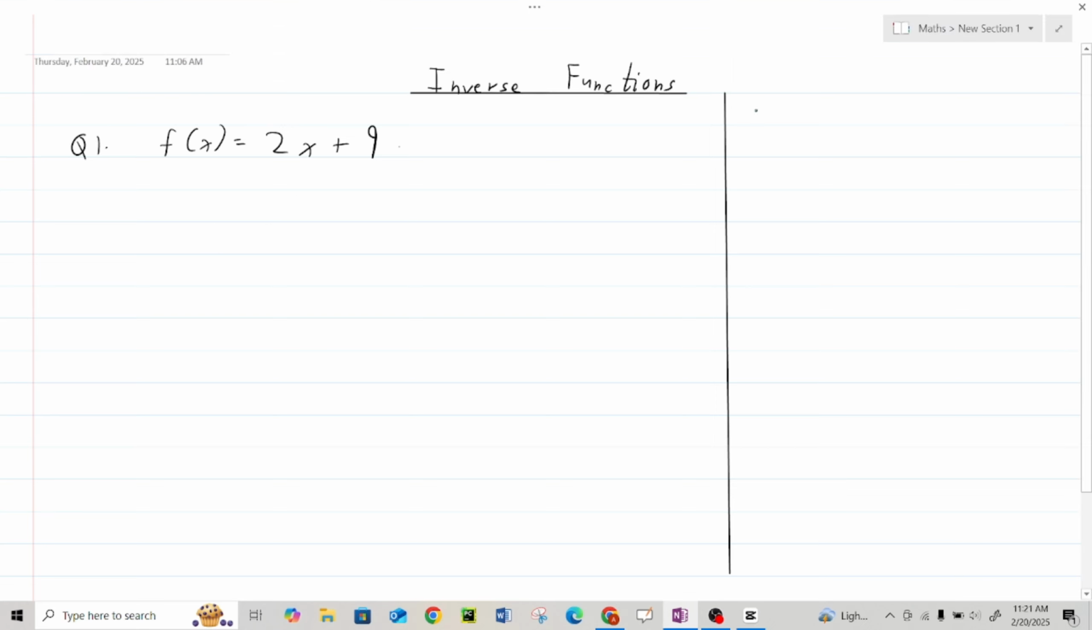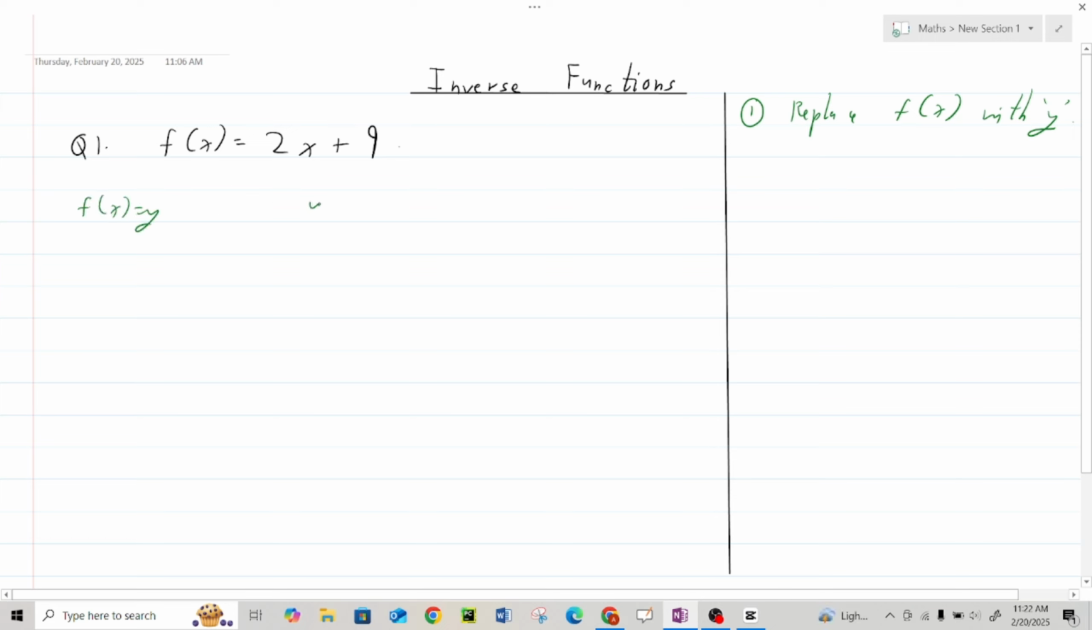Step 1 is replace f of x with y. That means f of x becomes y. Now we have y equals 2x plus 9. That's the first step. Second step, make x the subject.